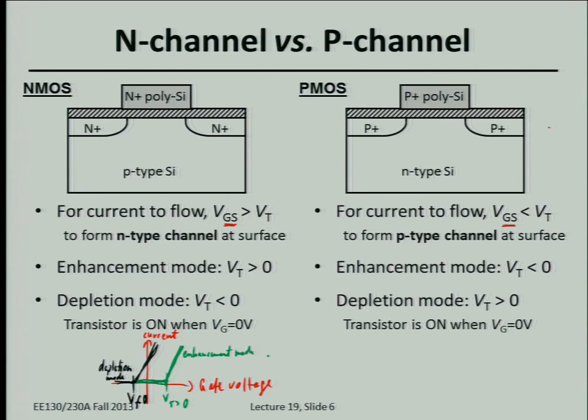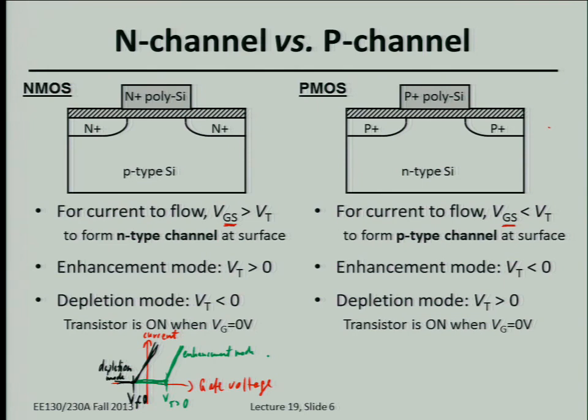So the name comes about because what matters is the state of the transistor when you have 0 volts on the gate. If you have 0 volts applied between the gate and the source and the transistor is off, you actually have to apply a positive voltage to turn it on, to enhance conduction in the channel. So that's normal enhancement mode behavior.